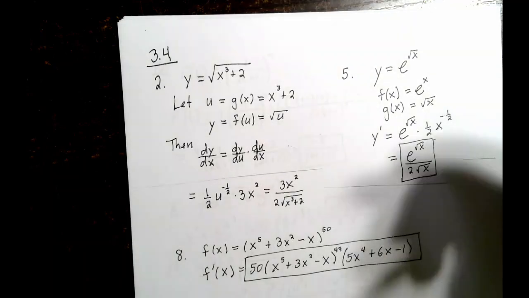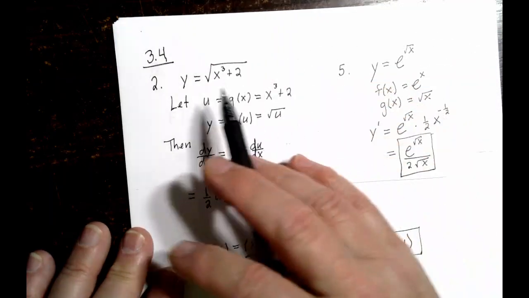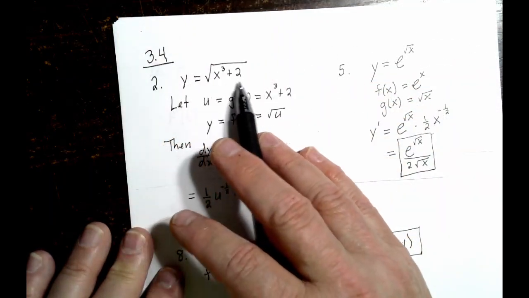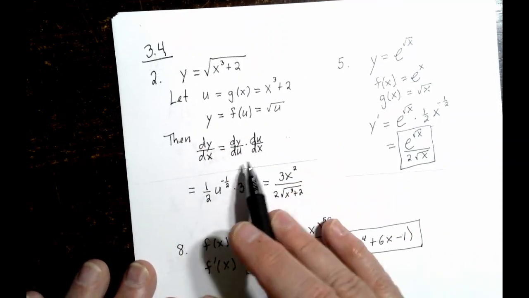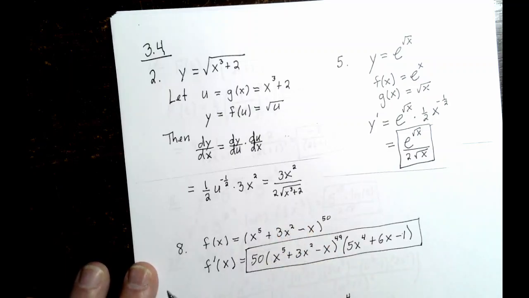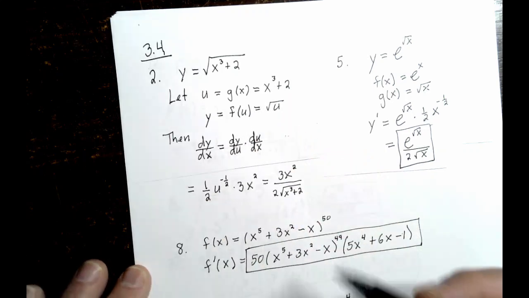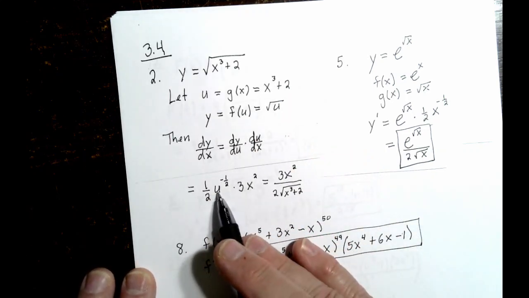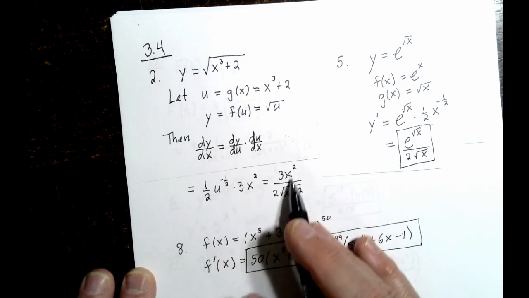Alright, so for the questions that are similar to the WebAssign questions, this is the first one. You let u be your inside function and let f of u be the outside function, the square root of u. And the derivative of the square root of u is just 1/2 u to the minus 1/2. And the derivative of the inside function is 3x squared. And so you get 1/2 times the inside function to the minus 1/2 times e to the x squared, and you get that answer there.